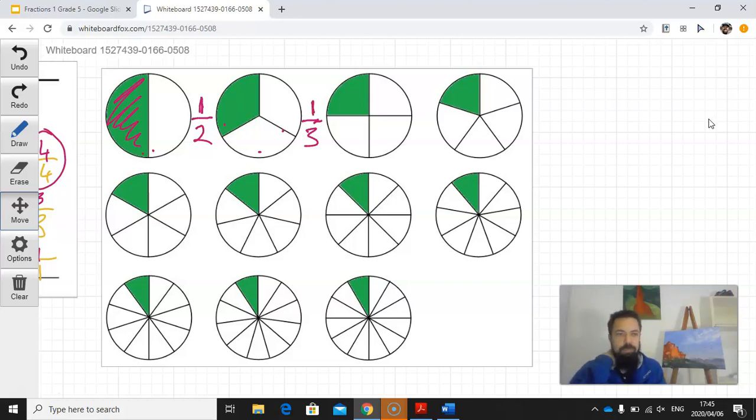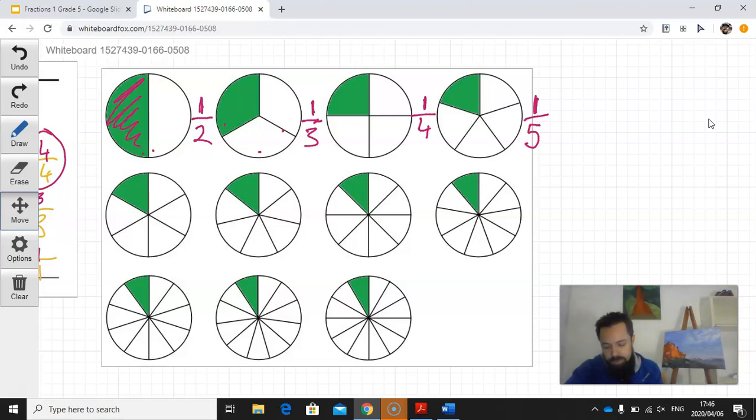Looking at the next one, 4 is the denominator because we have 4 pieces in the circle. 1 is green, so we have 1. Next one, we have 5 pieces altogether, 1 at the top. You can notice a pattern developing, I'm sure. And in fact, one of the things I like about maths is that I'm always looking for patterns. And when your mind starts getting switched on to numbers, you'll start to see patterns all over the show.